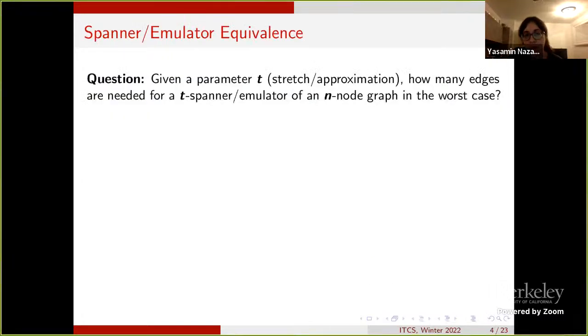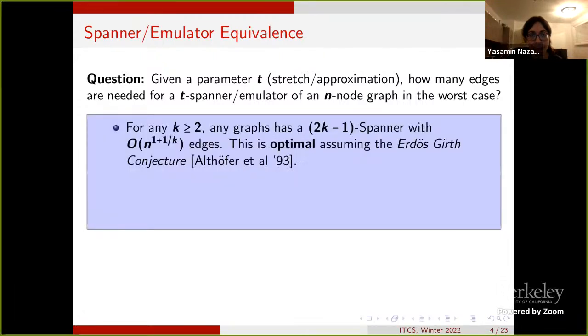Okay, so the main question in the context of spanners and emulators is that we are given a parameter t, which is the stretch or the approximation factor, and our goal is to see how many edges we need to get a t-spanner or a t-emulator for a graph with n nodes. And we know the answer to this question. We know that for any k at least 2, any graph has a 2k minus 1 spanner with roughly n to the 1 plus 1 over k edges. And we also know that assuming the Erdős girth conjecture is true, this is optimal.